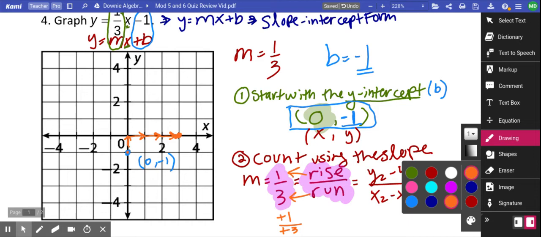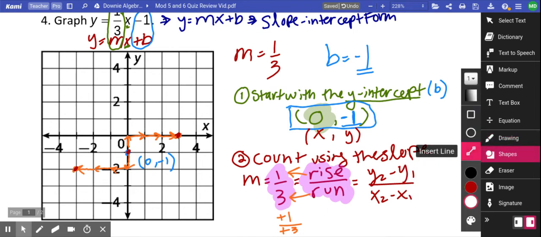If I wanted to go the other direction, I can go the other direction. Instead of rising 1 going to the right 3, I can go down 1 and over to the left 1, 2, 3. I'm going to put another point. So I have 3 points on my graph.